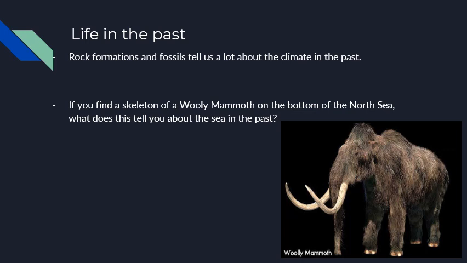But what if you're going to fish on the North Sea and you find the skeleton of a woolly mammoth? They couldn't swim. So that means that there wasn't a sea there at the point in time that these animals were living. So what does this tell you about the sea in the past? Many people tend to think that the woolly mammoth walked on top of the ice, but they did not. They were walking on the frozen solid ground, on the permafrost.